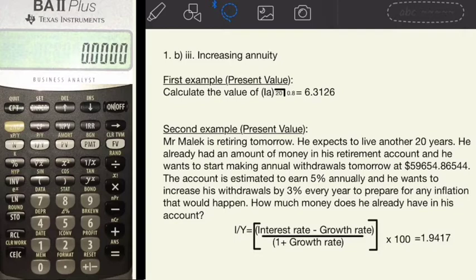Second example: Mr. Malik is retiring tomorrow and he expects to live another 20 years. He already has an amount of money in his account and he wants to start making annual withdrawals tomorrow of that amount of money.